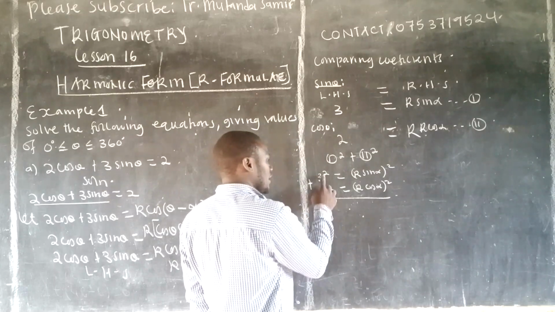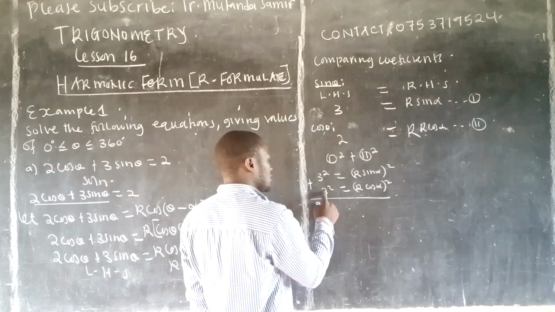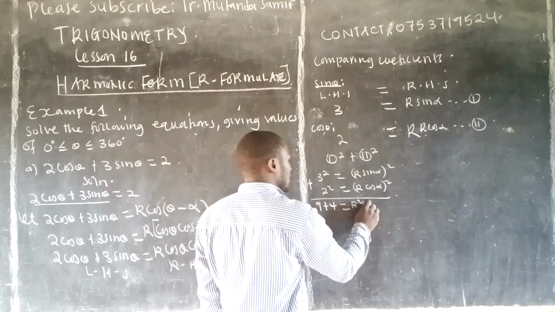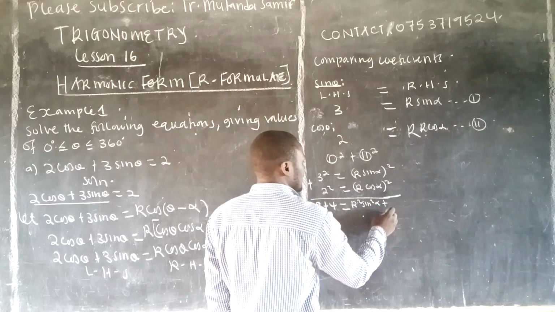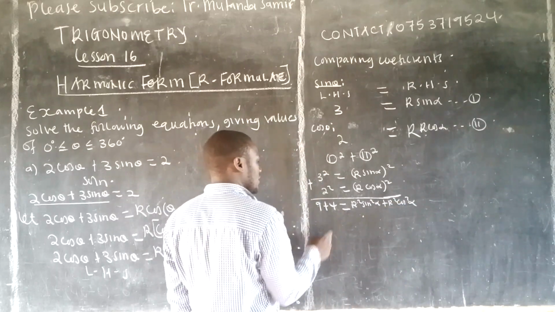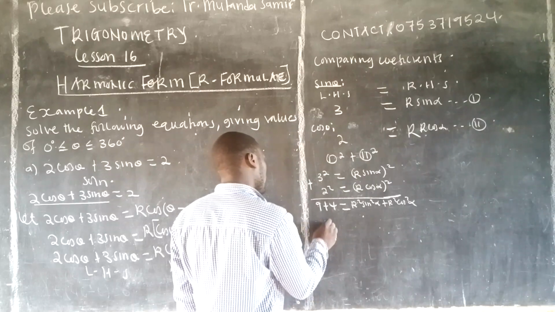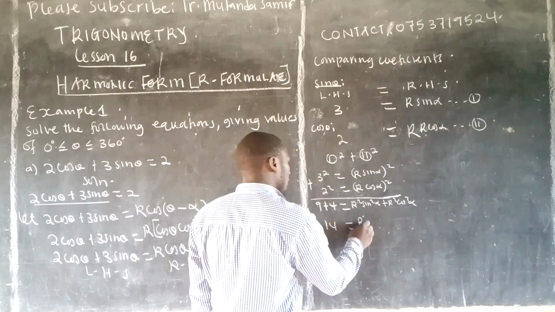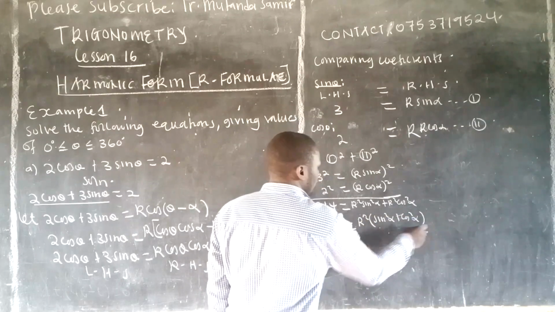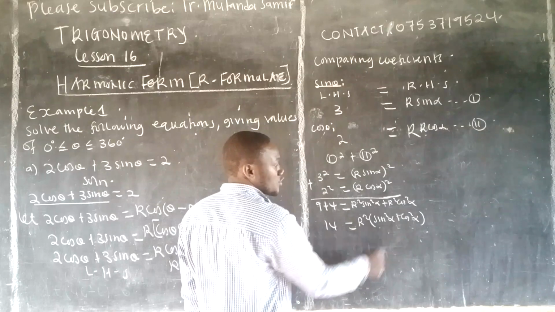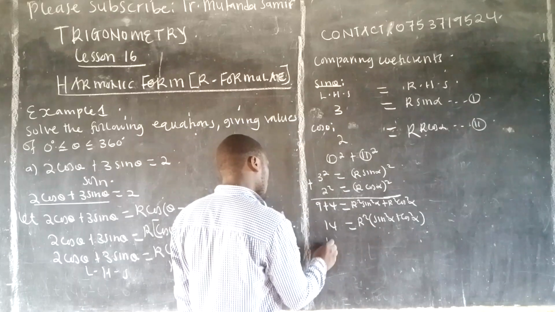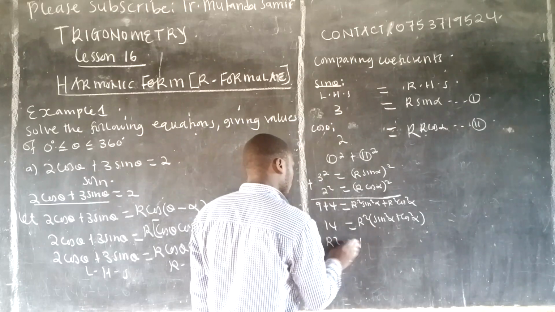When you add, you see that here you will get 3 squared is 9 plus 4 is equal to r squared sine squared alpha plus r squared cos squared alpha. So in the next step, this one here will be 14 is equal to r squared in a bracket, sine squared alpha plus cos squared alpha. Now you see that sine squared plus cos squared gives 1, from the Pythagorean theorem. So this one goes to 1, and you remain with r squared is equal to 14.